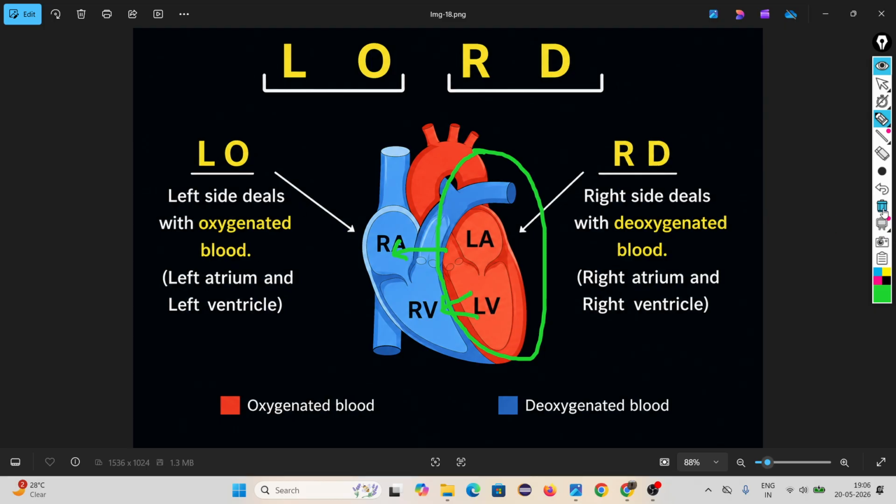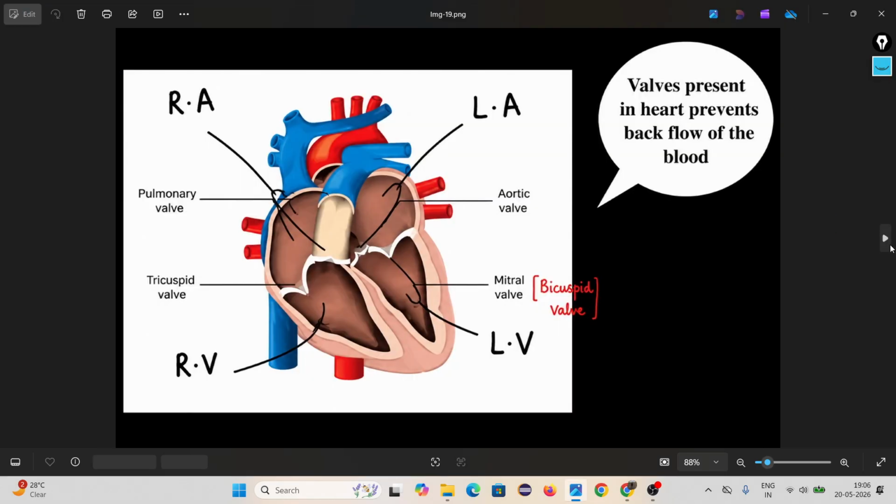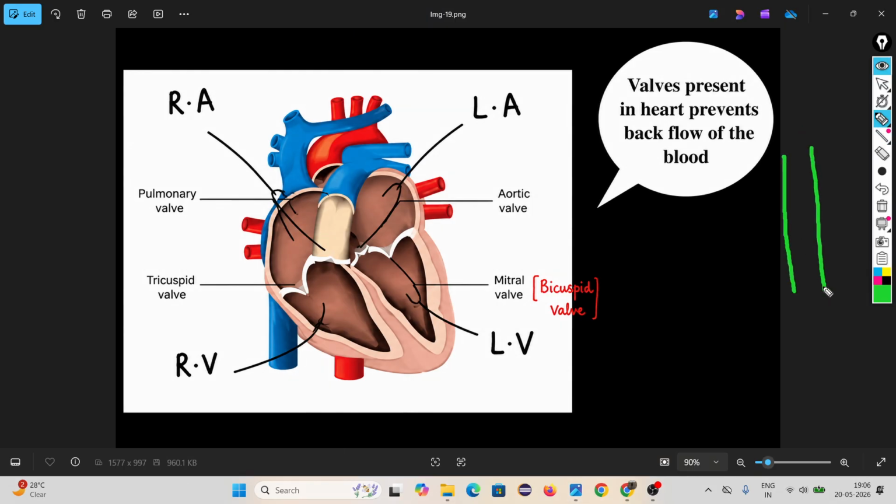Then look, a few seconds ago when we learned about veins, I told you about valves. Valves are nothing but a structure that prevents the backflow of blood. The same thing is inside our heart.